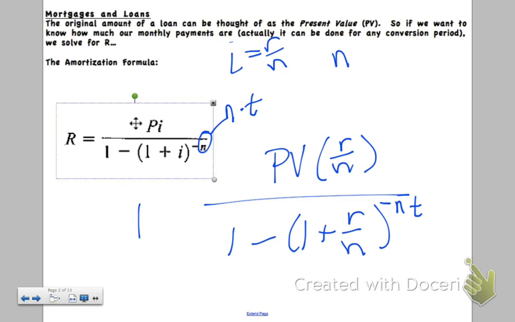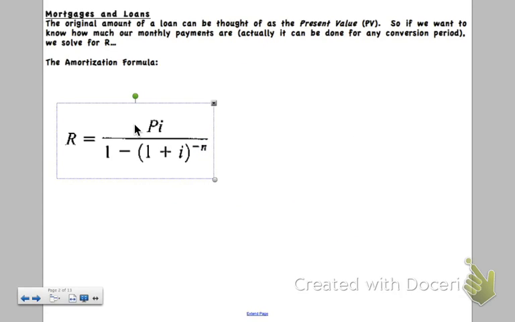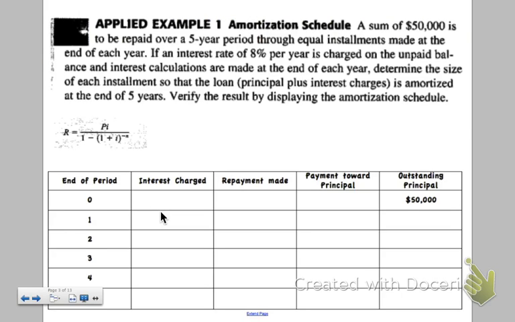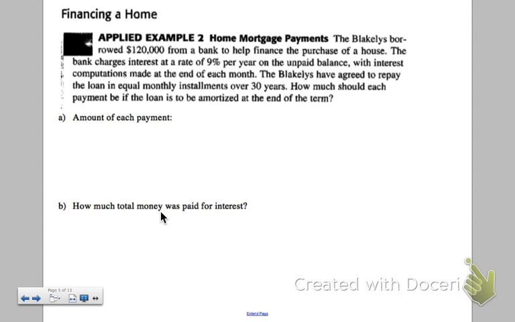So aren't we glad we used the TVM solver, because you don't actually have to use that formula. If you like the formulas, that's what you're going to use. So this is in another video, so I'm going to skip that now and go to the next piece. So the examples, I'll do those in another video.